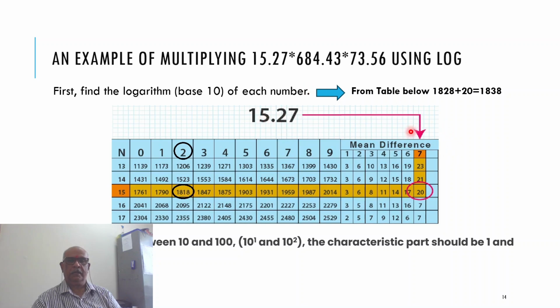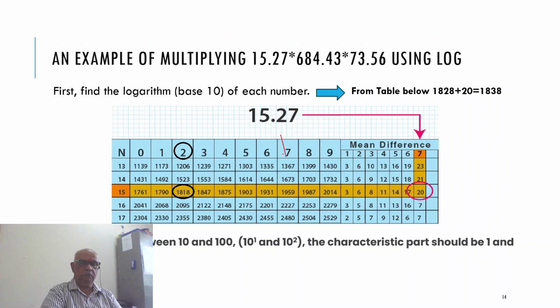And then the next is 7. So the 15.27 is in tens. So we first write down 1 less than the power. This is basically two zeros, or before this is 2. So we'll write 1.